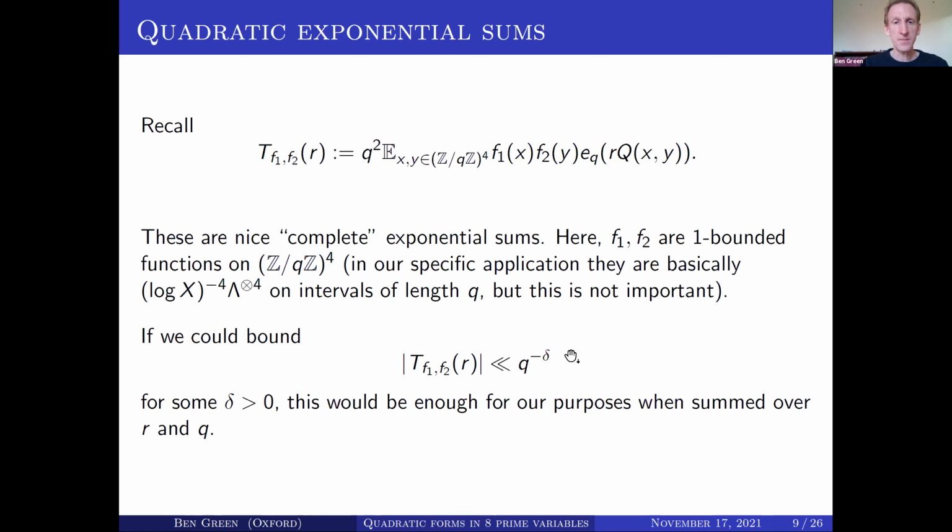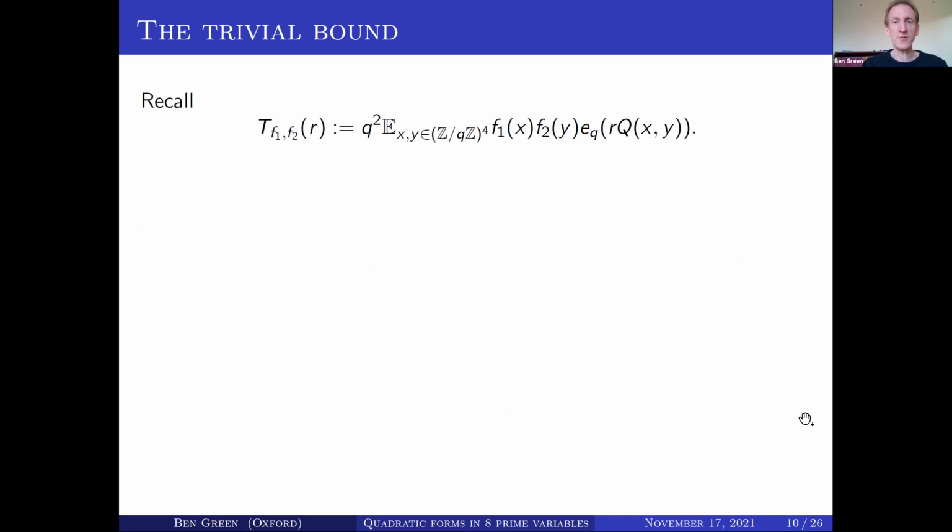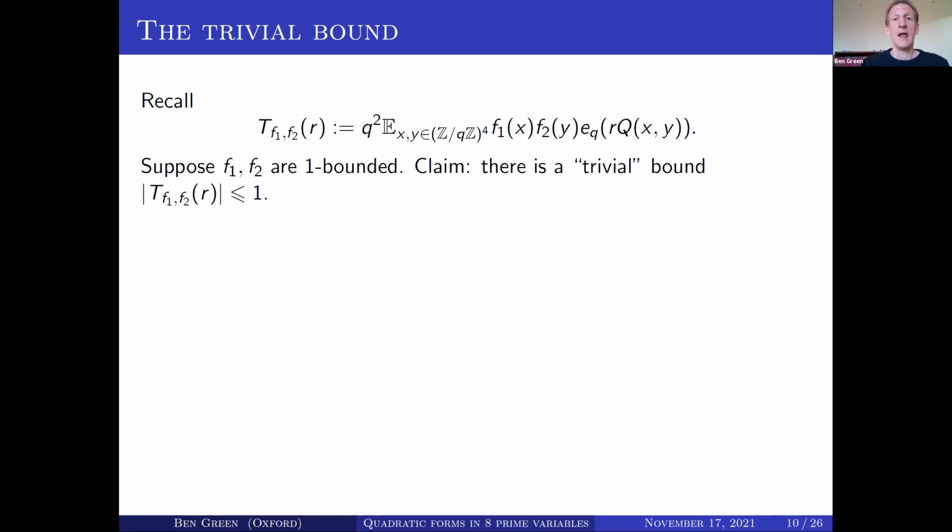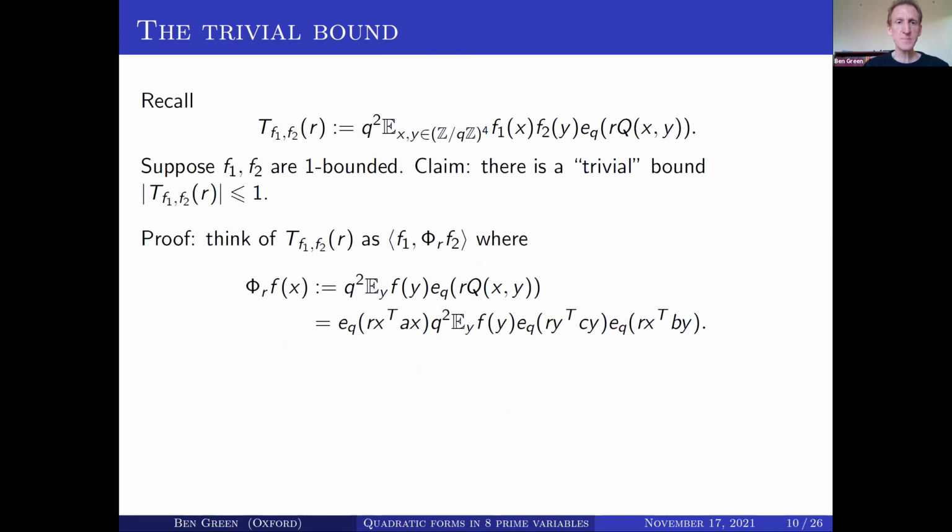Now, why is that bound natural? And indeed, why have I put this q squared out the front there? It turns out that there's a kind of trivial bound, although it's not totally trivial, for these exponential sums. And the trivial bound is that they're bounded above by 1. Whenever you have an exponential sum T like this, where f1 and f2 are one-bounded functions, that exponential sum is bounded by 1. Let me explain why that is.